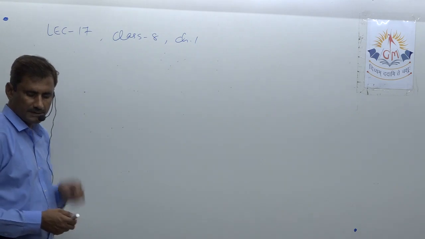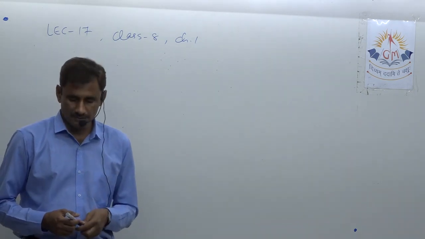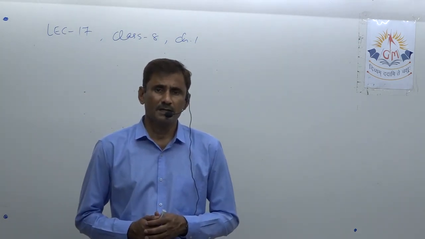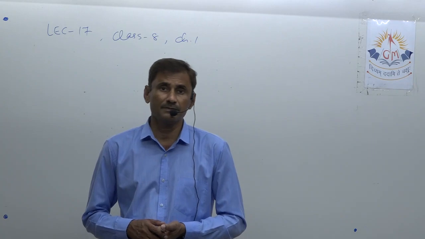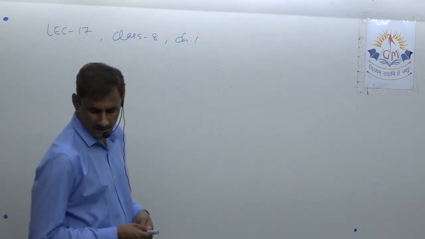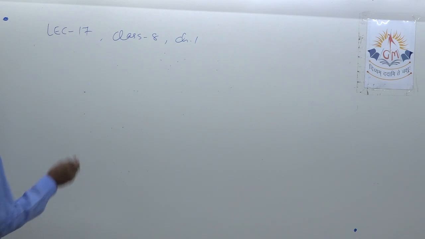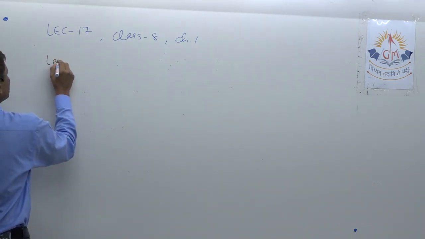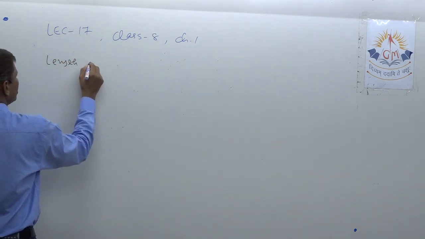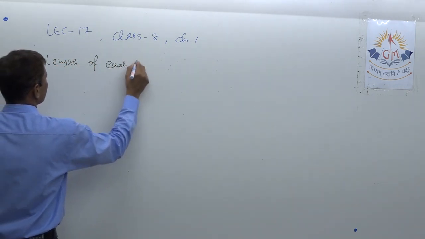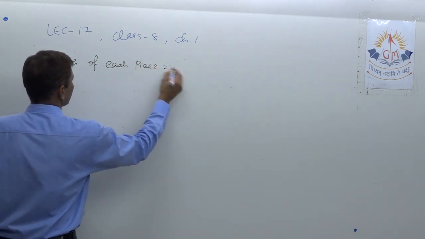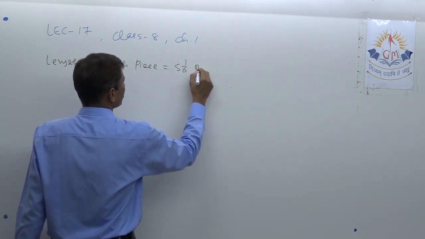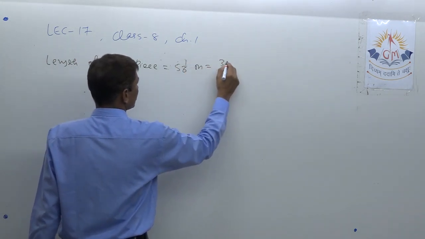So total length is given 77 integer 1 by 2 and they want pieces of length 5 integer 1 by 6 meter. So number of pieces we can obviously get. So directly you can write down the length of each piece. Just data you have to write, length of each piece is equal to 5 integer 1 by 6 meter, means 6 5 is 30 plus 1, 31 by 6 meter.